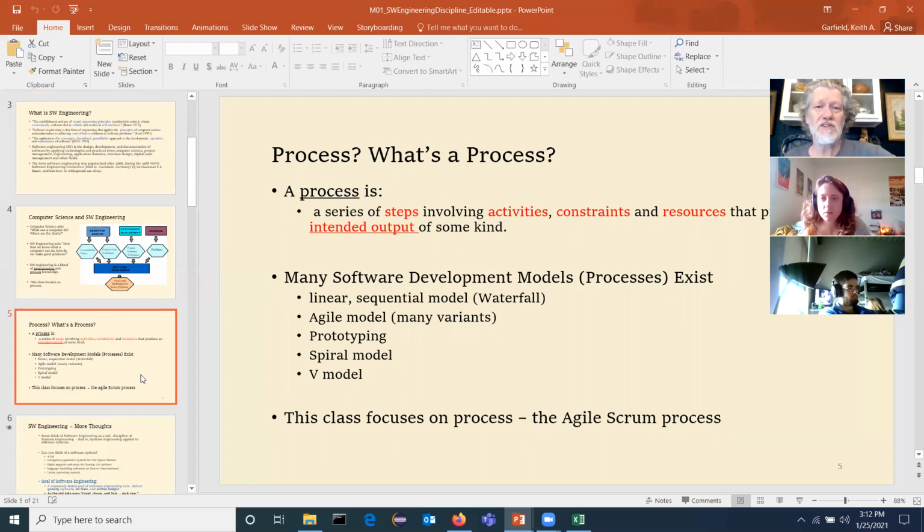It's a shame I'm showing these slides, because if this was face-to-face, I'd say, what is a process, right? Instead, we can critique this thing. A process, what is a process? Oh, it's a series of steps involving activities, constraints, and resources that produce some kind of intended output. What do you think about that? Can you critique that? Can you improve it? Are there parts of it where you're like, I'm not sure what they're saying here?